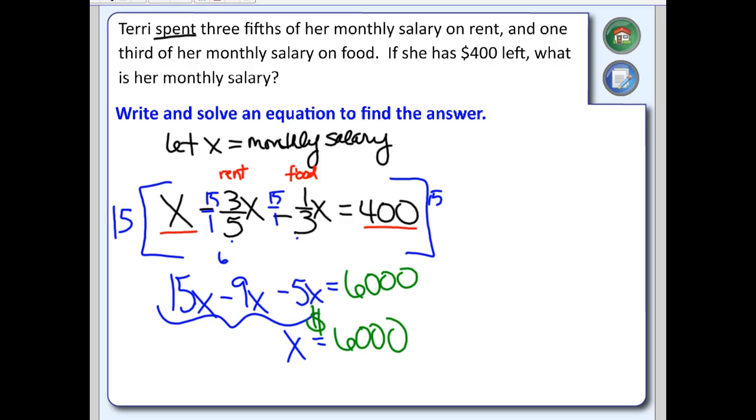Now, there's a couple like that tonight for homework, all right? So, tonight we're going to work on fractional coefficients. And again, the name of the game, elimination. Good job.